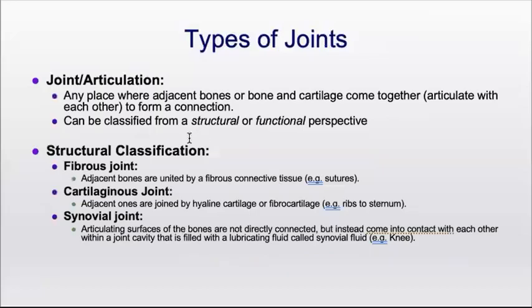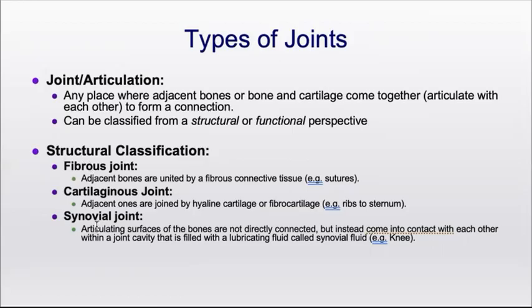A joint or articulation is an area where two bones meet and form a connection for the purposes of force transmission or for movement. This can involve either a large degree of movement or a very small amount of movement. An example of something that moves a lot is your shoulder. Examples of something that moves not so much would be the sutures of your skull or your sacroiliac joints. Joints can be classified either from a structural or from a functional perspective, and we'll discuss each of those over the next couple slides.